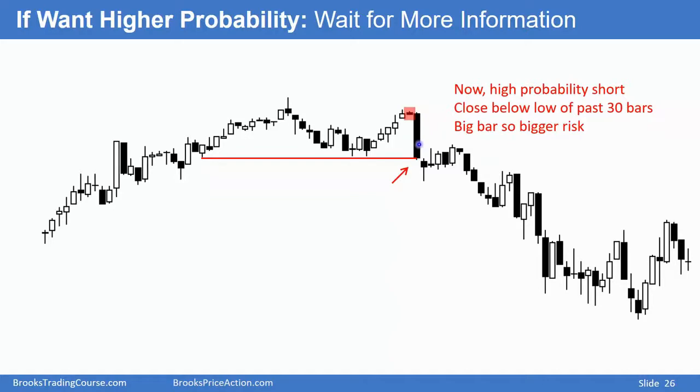Bigger bar, so if you wait to sell down here, yes, you're getting a higher probability of success, but your stop is further away, which means you're increasing your risk reward. And that's okay. I'll take a high probability trade anytime, even though the risk is often greater. The stop is further away. The probability is if I manage my trade well, I'm going to make money.